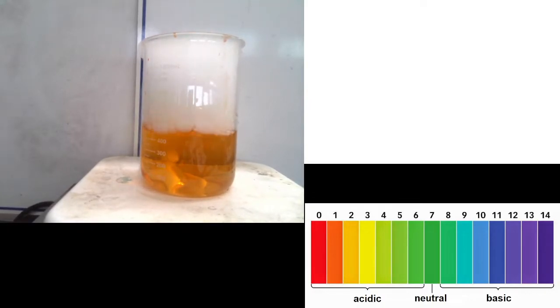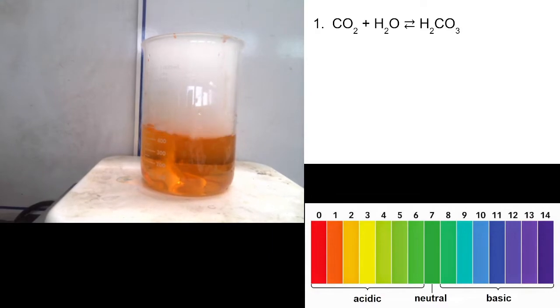Now, as CO2 goes into the water, as you see here in this first equation, we end up with something known as H2CO3. That is known as carbonic acid. And you can see the color now is getting into the light orangey, almost dark orange color. So CO2 plus water makes an acid, carbonic acid.